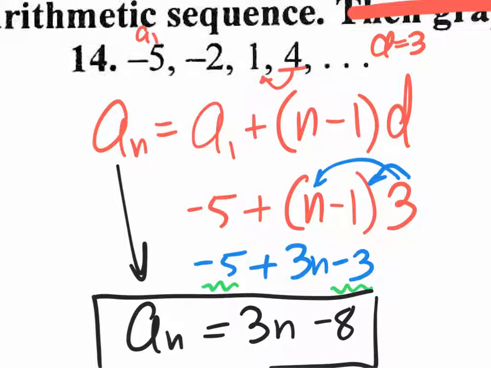And of course, if I asked you to find the 10th term, you could plug in 10 right there. That'd be 30 minus 8, that's 22. So the 10th number is the actual number 22. Let's go to the last one here, number 15.